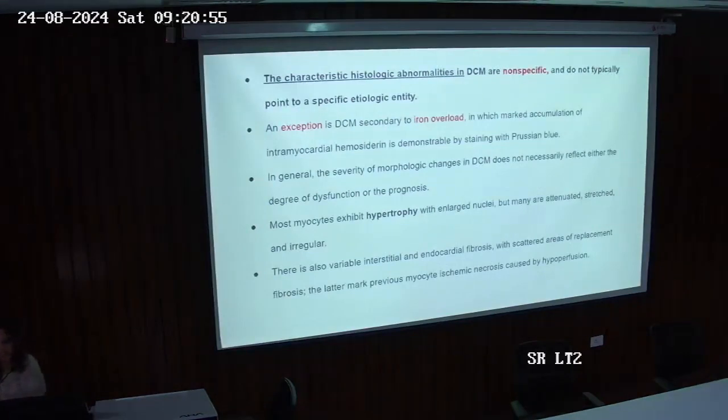So histologically, we don't have any specific features that can tell us that this is a biopsy of dilated cardiomyopathy. An exception is iron overload. In iron overload, if we do Prussian blue staining, we will see iron inside the myocytes, saying that iron overload was the cause of the dilated cardiomyopathy. This is the only etiology that we can pinpoint on histology.